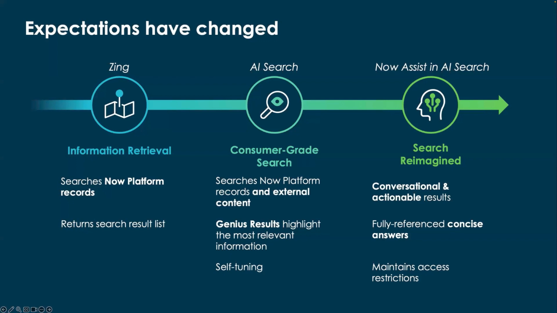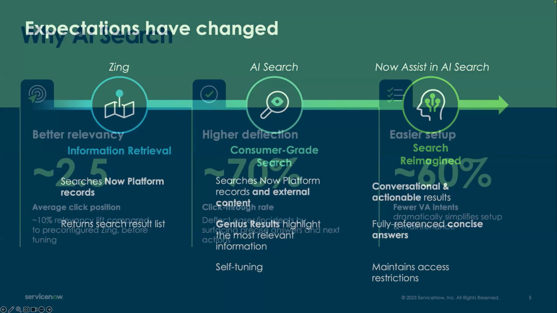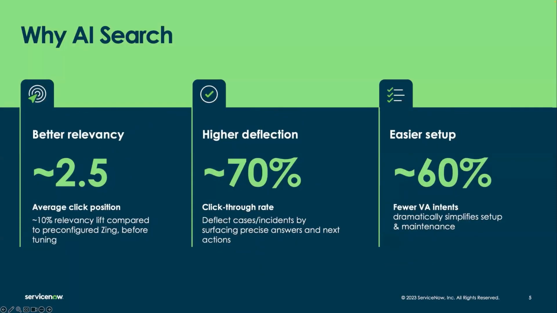While we're talking about this initial setup, let's go into how AI search has been used so far and what our customers are seeing. From a broad perspective, there are a couple of things that we want to consider. First, in comparison to Zing search, we're seeing a more relevant experience. We have a hero metric called average click position, and from a holistic perspective we're seeing roughly 2.5 average click position.